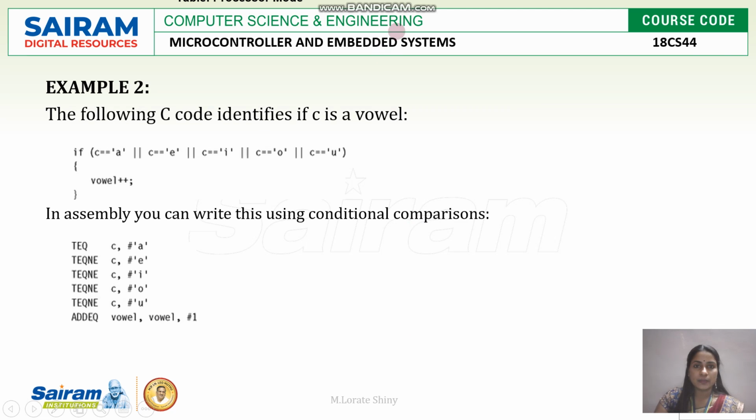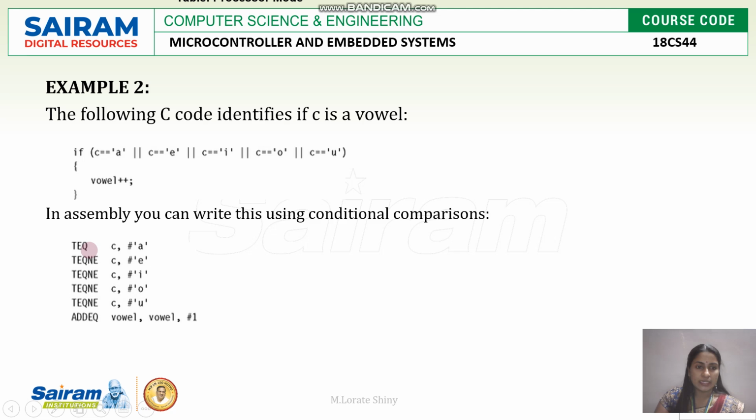In the next example we are checking whether c is a vowel or not. The C code is written here. If c is equal to 'a', or c is equal to 'e', or c equal to 'i', or c equal to 'o', or c equal to 'u', then the vowel count will be incremented. The same thing can be converted to assembly code using only conditional instructions.